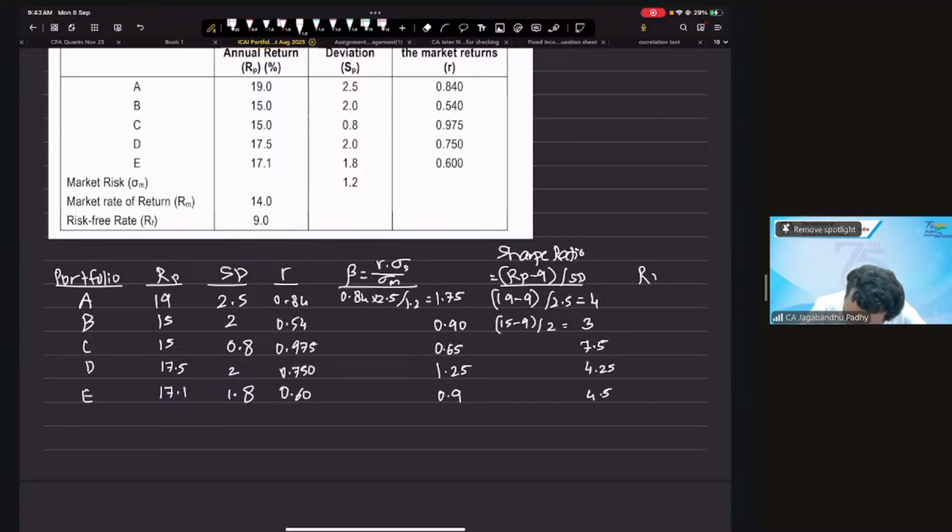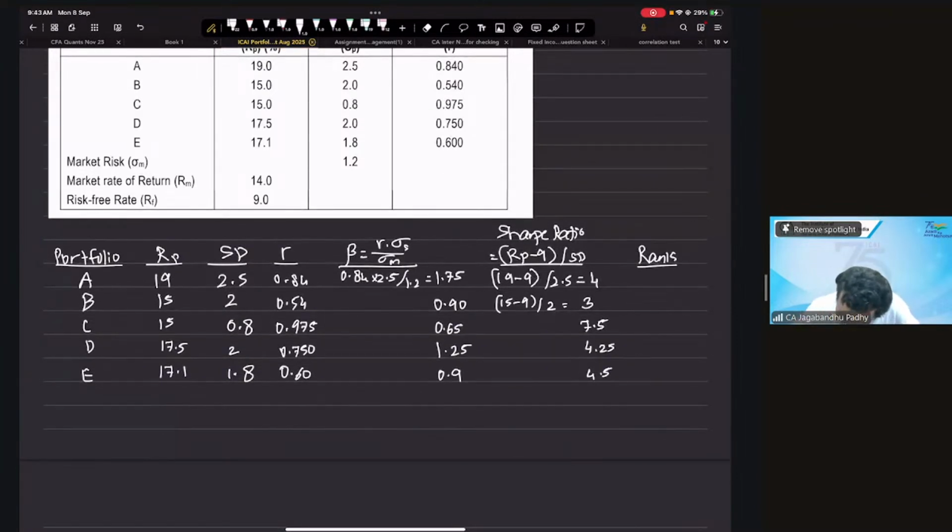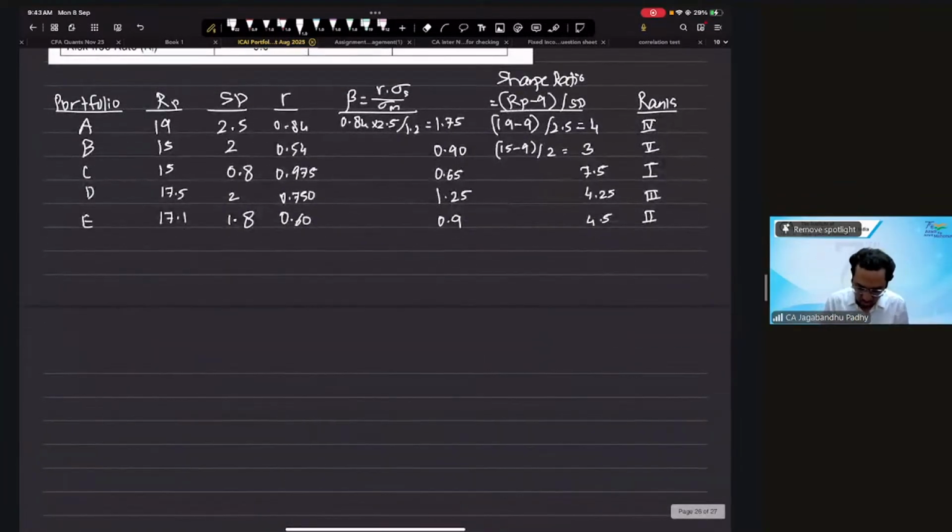And can we give them a rank based on Sharpe ratio now? The best performing is 7.5 Sharpe ratio. Then the next is the last one, this is the 4.5, third. This is the fourth and fifth. Okay. Fine. So that's the Sharpe ratio.